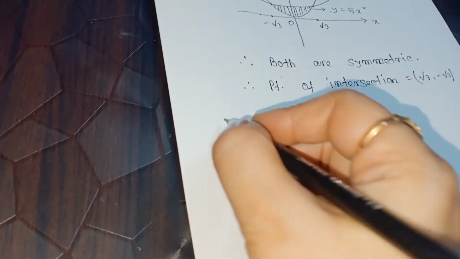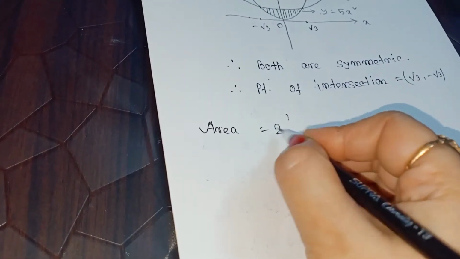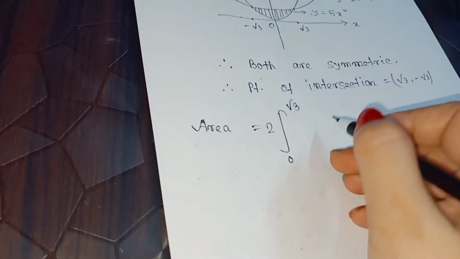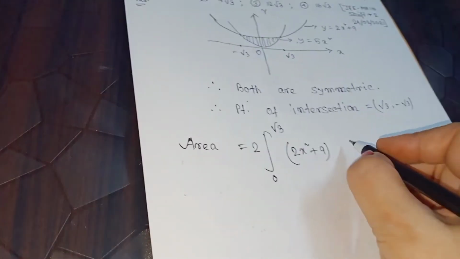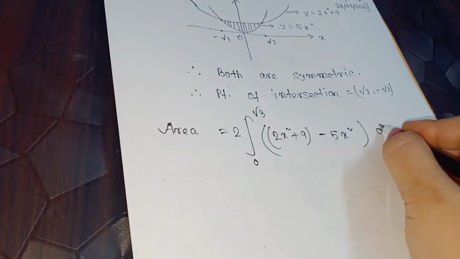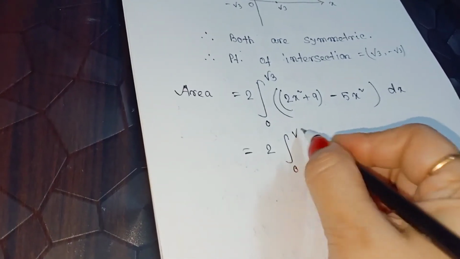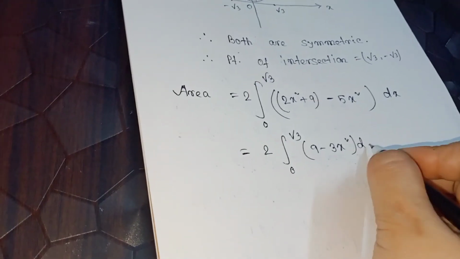Now move on to the answer. So area is equal to twice integration 0 to root 3 of 2x square plus 9. It is our first parabola, and deducting this 5x square, this is the required area. So 2 integration 0 to root 3, 9 minus 3x square dx.